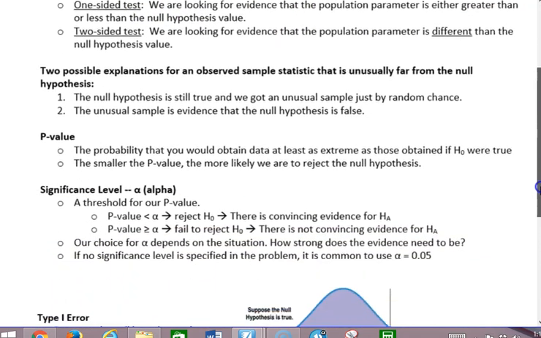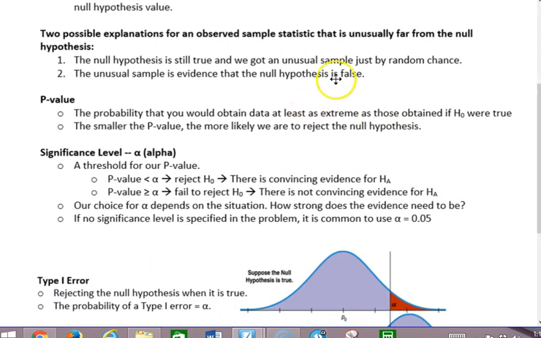Okay, two possible explanations for an observed sample statistic that is unusually far from the null hypothesis. So let's say you get a p-value of like 0.02 or something. The null hypothesis is still true and we got an unusual sample just by random chance, or the unusual sample is evidence that the null hypothesis is false. Now the thing is, we don't know which of these is correct when we do a hypothesis test. So there is always a chance that we have made a mistake, and that's what we're going to talk about today, what are these mistakes that we can make in hypothesis tests.